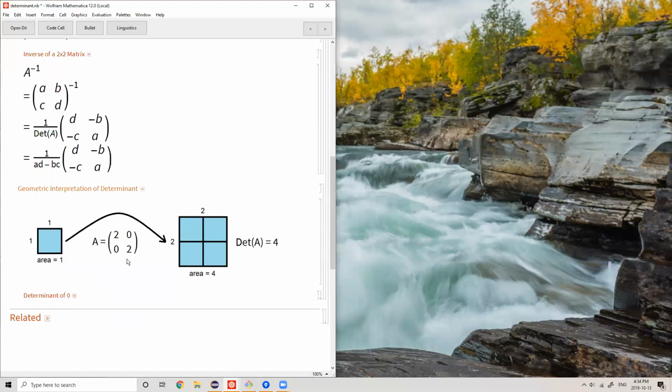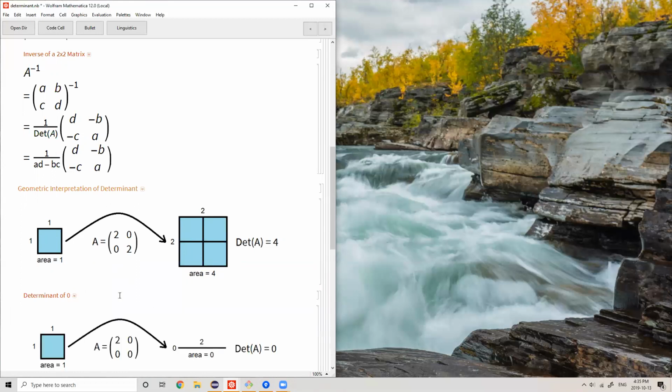For example, this matrix scales area by 2 vertically and 2 horizontally. The determinant is the scaling factor of the area. In our case, because 1 unit of area is scaled to 4 units of area, the determinant is 4.